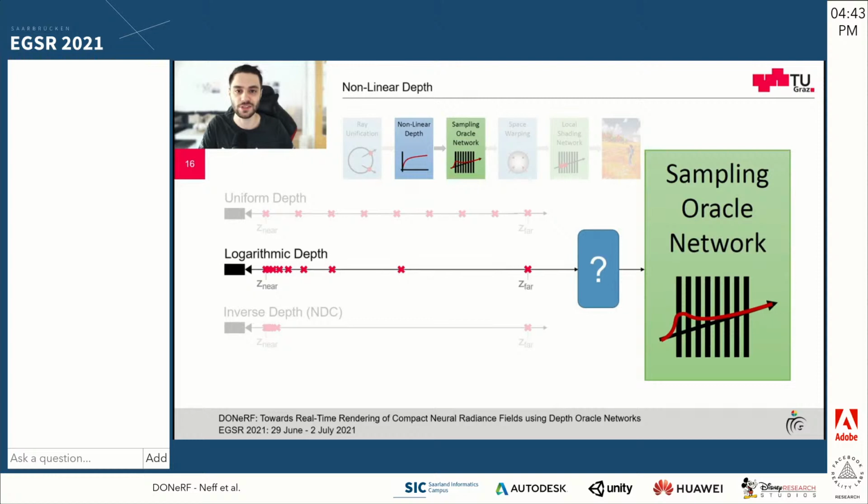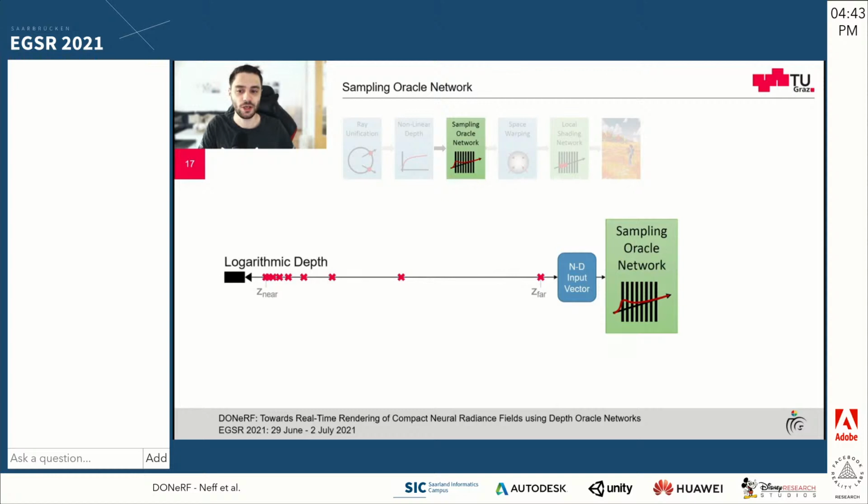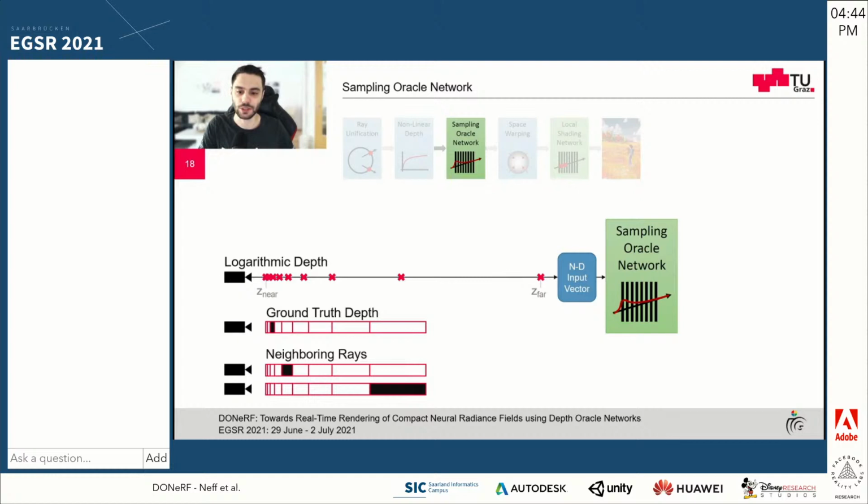Our first MLP, the sampling oracle network, operates in this logarithmic space, and its goal is to predict suitable sample locations for the subsequent local shading network in the pipeline. In order to only require a single inference pass through this network, we concatenate all logarithmic sample locations into an n-dimensional vector. During initial experiments, we found that formulating the sampling oracle network as a classification network produces the best results. To this end, we discretized the space along the ray into cells and tasked the network to predict the likelihood of surfaces being in those cells.